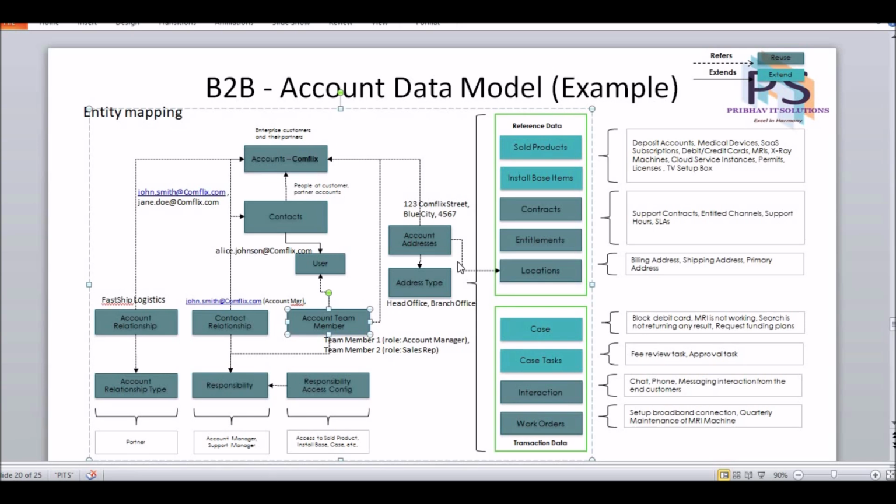Now this particular account is further connected to the sold product. So for any product that is sold in ServiceNow, we have the related list for all this reference data: locations, entitlements, contracts, install base, sold product. We need to maintain this data as well. In case there are related cases, case tasks, interactions, work orders, these interaction records are also connected in the system in related links against the account.